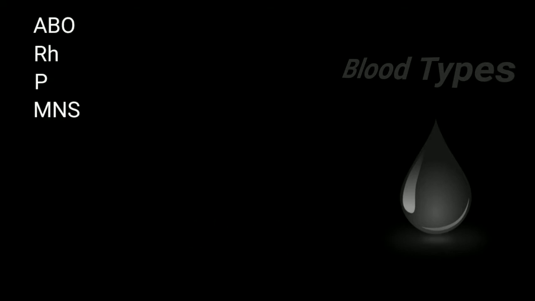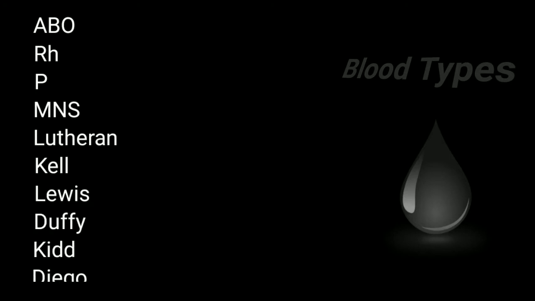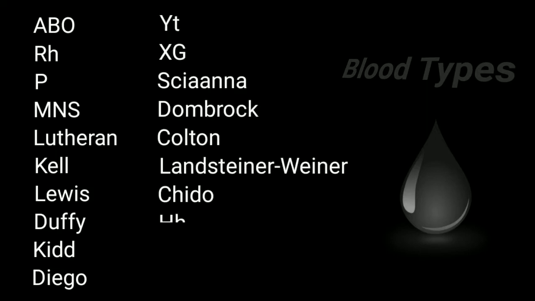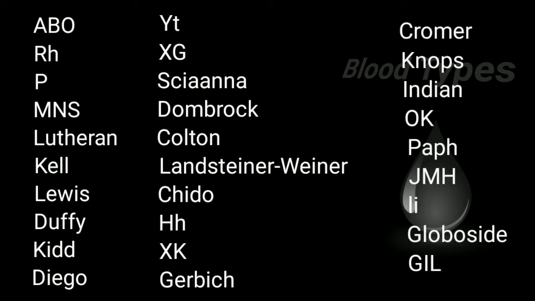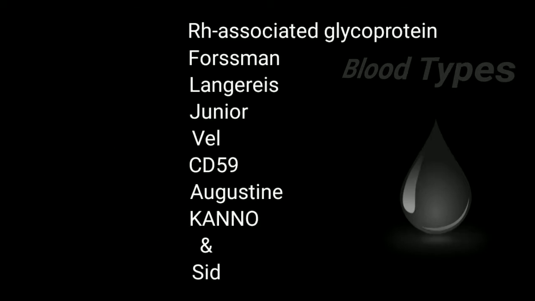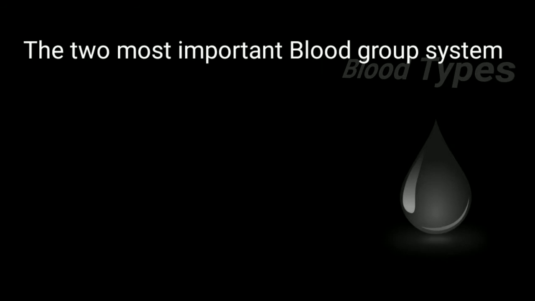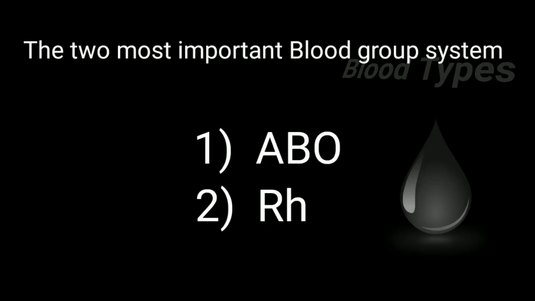Here is the list of 38 different blood group systems: ABO, RH, P, MNS, Lutheran, Cal, Lewis, Duffy, Kidd, Diego, YT, XG, Skiana, Dombrock, Colton, Landsteiner, Wiener, Chido, HH, XK, Garbage, Cromer, Knobs, Indian, OK, RAF, JMH, Lee, Globoside, Gill, RH associated glycoprotein, Forsman, Langeris, Junior, Well, CD59, Augustine, Cano, and SID. But the two most important blood group systems are ABO and RH.